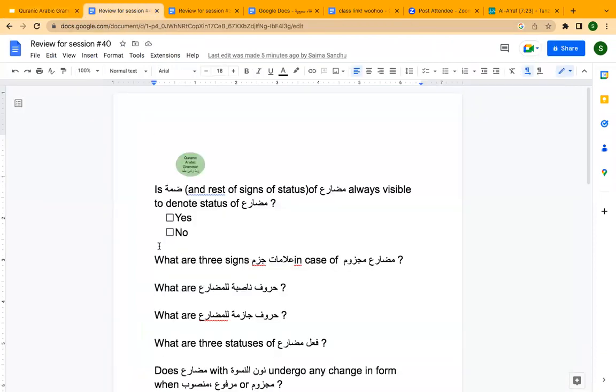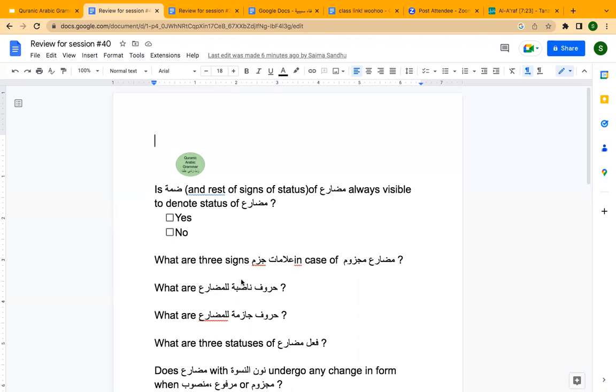So now the next question is, what are the three signs of Mudare Majzoom? What are the three ways Mudare can be made Majzoom? Who remembers? Drop noon, yes, that is one of the ways. And this happens in case of which af'al? Khamsa. Very well done. In case of af'alul khamsa, you will drop your noon.